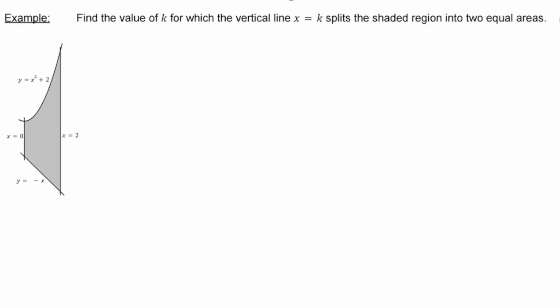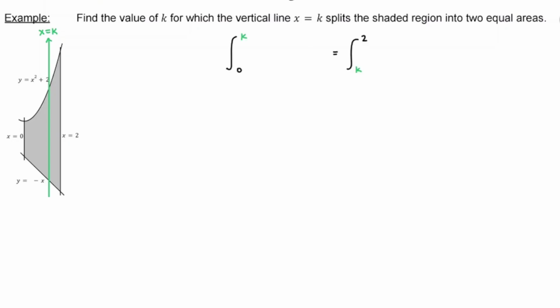And so I'm going to draw you a picture of that. I don't know if this is exactly accurate, but I'm going to say it probably favors the right side a little bit. And I'm just going to say, okay, that's x equals k right there. That's two equal areas, same amount of area on both sides. If that's the case, then what we know is that the integral from 0 up to k is going to equal the integral from k up to 2.